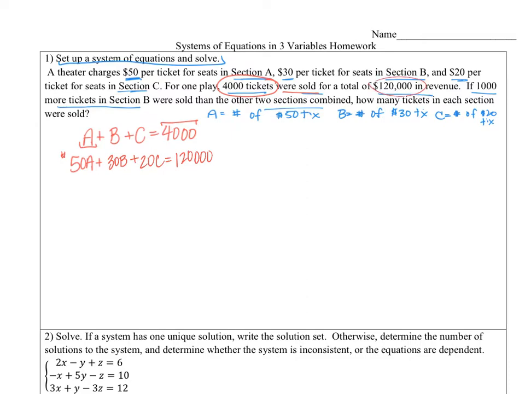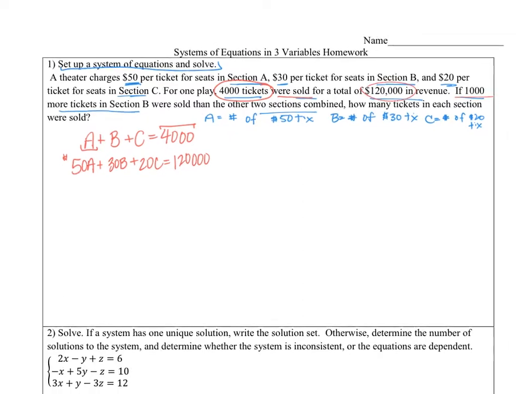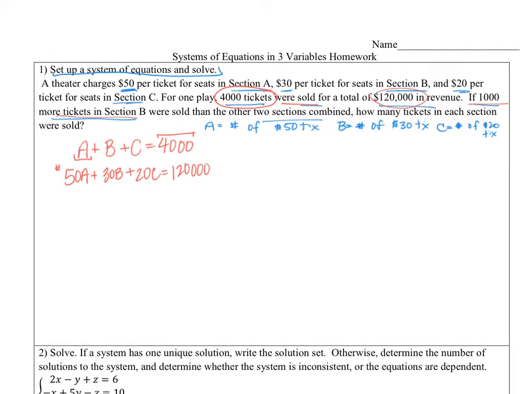The last thing it says is that there were 1,000 more tickets in section B than the other 2 combined. So the other 2 combined would be sections A plus C, and B had 1,000 more. So I don't want to add 1,000 to B, but if I add 1,000 to the combined total, that should equal my section B.